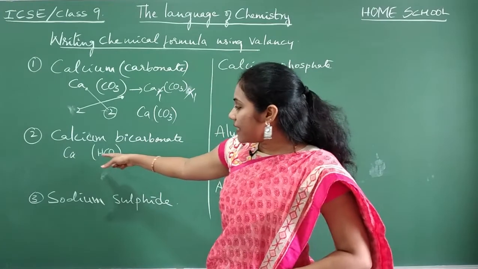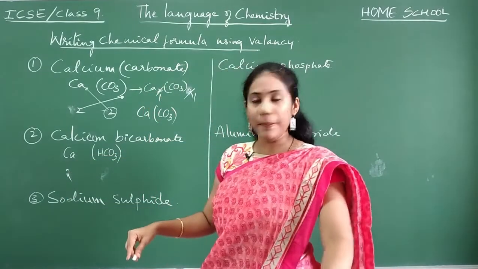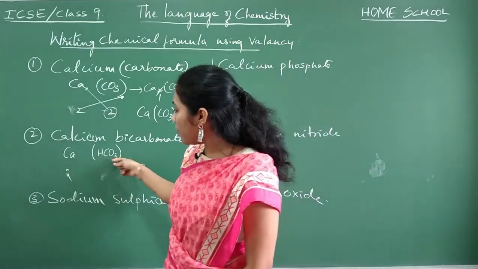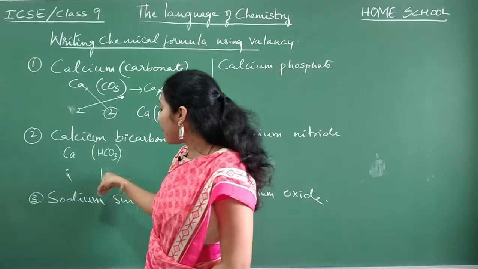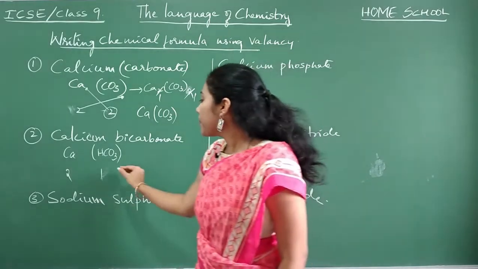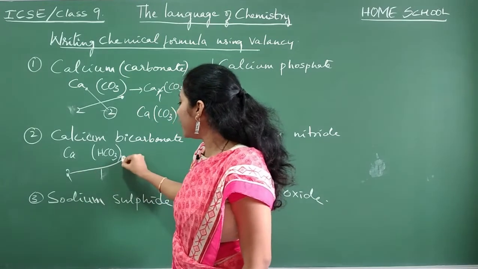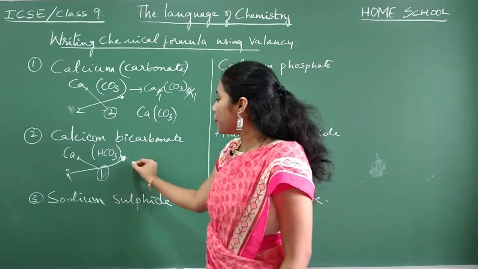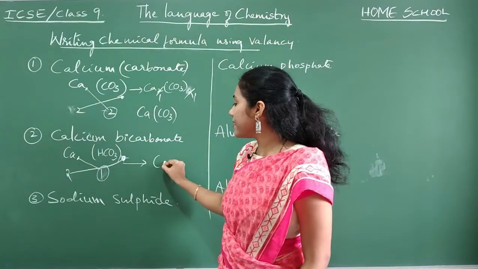Fine. And what is the valency of calcium here? 2, plus 2 actually, but we need not take the plus. And what is the valency of bicarbonate? Minus 1, guys. That minus we need not take, just 1 you can consider. After that, what will you do? You will crisscross. This number you write here and this number you write here. So if that happens, tell me what formula you will get?